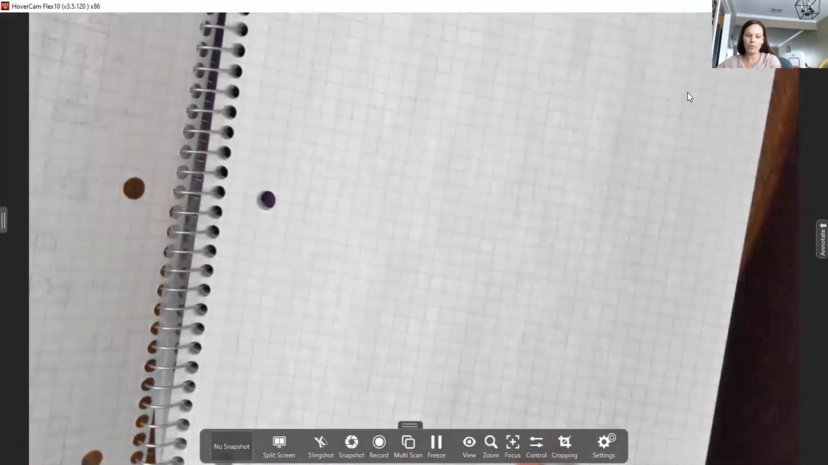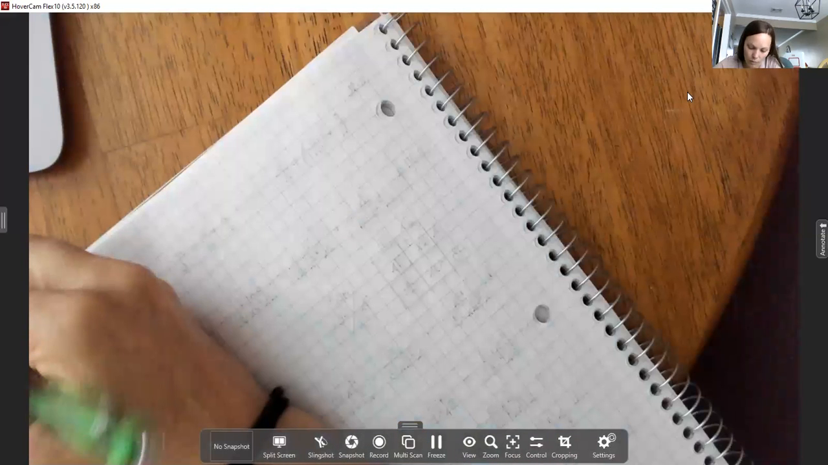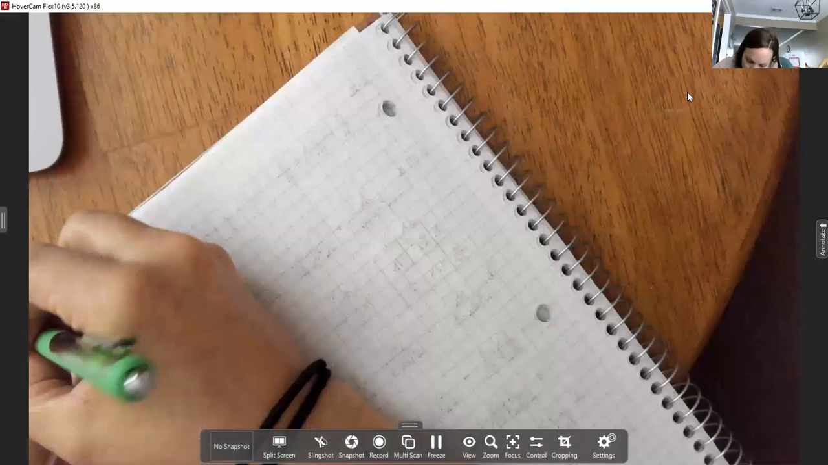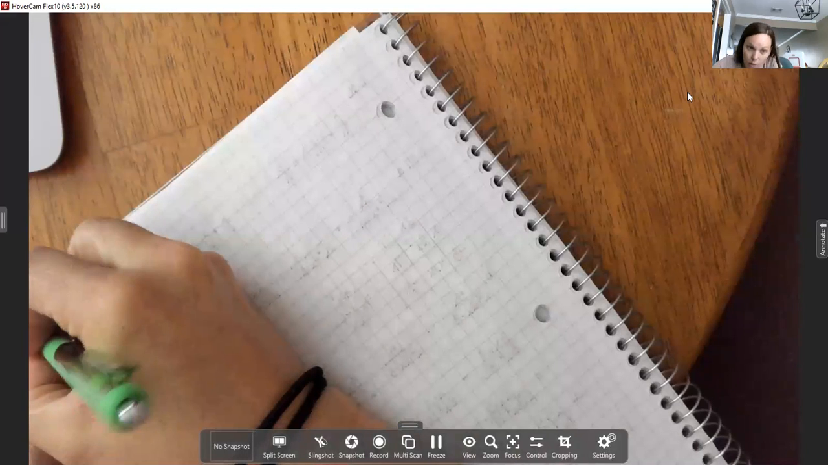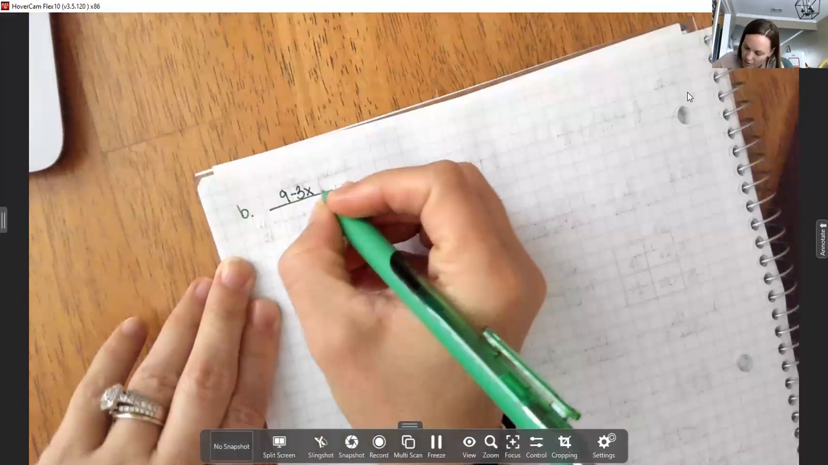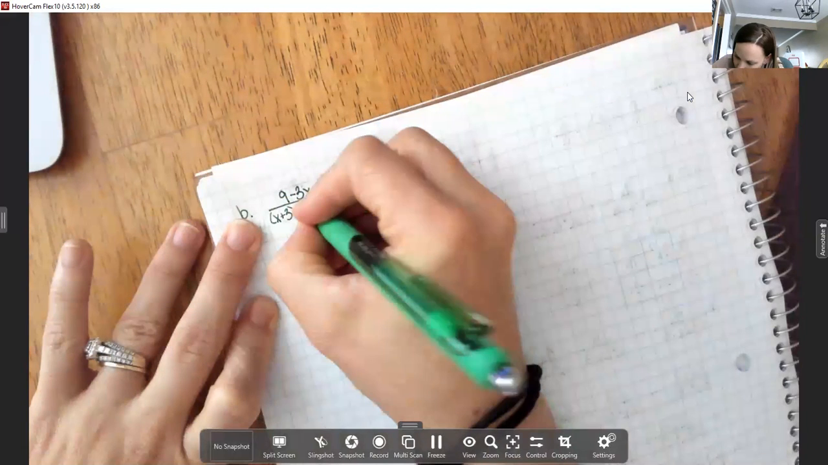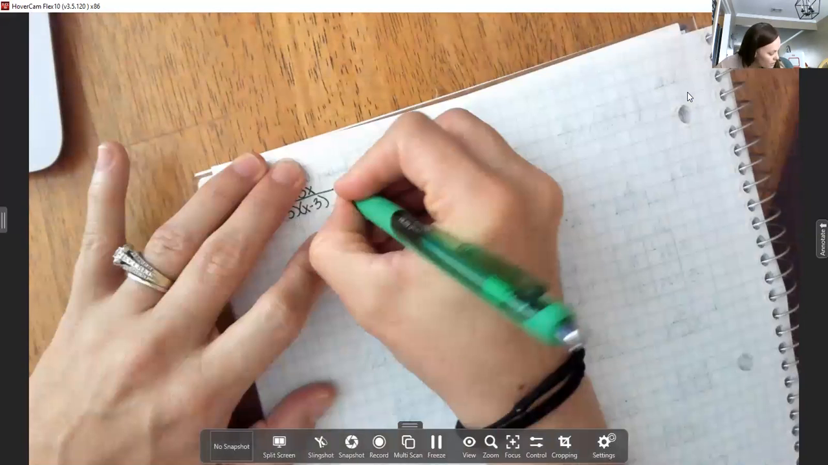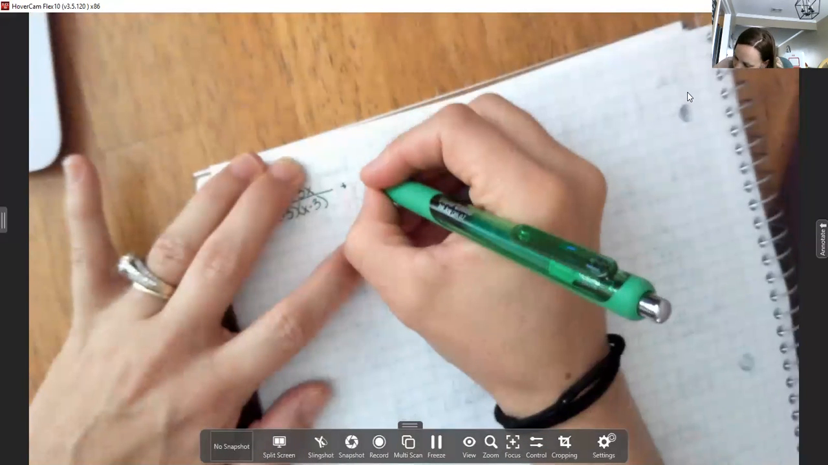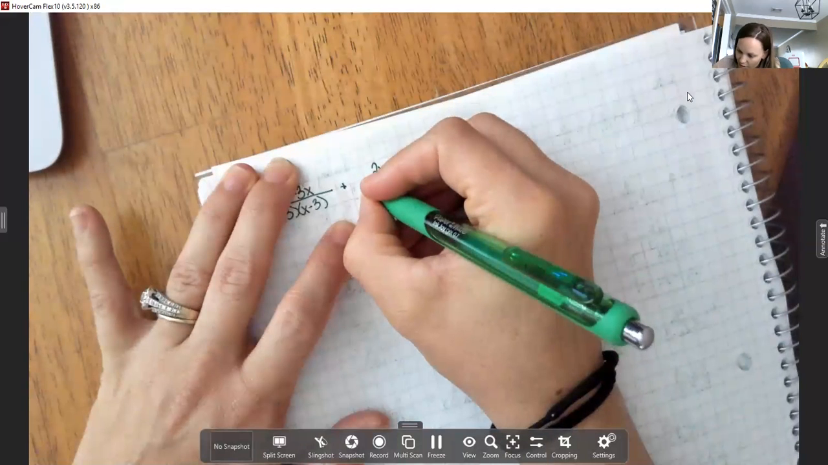Go to the back for part B. So it's 9 minus 3x divided by x plus 3 times x minus 3, plus 2x divided by x plus 3.